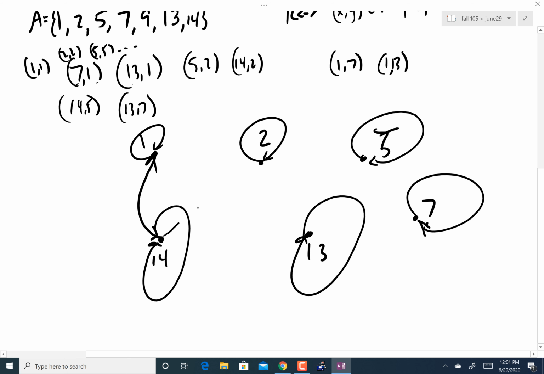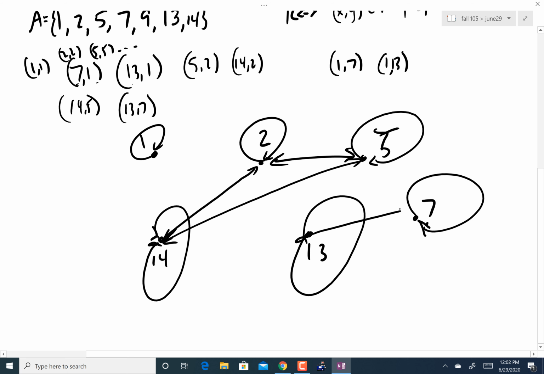It's bidirectional. Oops, 14 and 1 doesn't work, you clown. Sorry. 14 and 2 works. That does, sorry. 14 and 5 works. 5 and 2 works. Cool. Both ways, of course. 13 and 7 works both ways. And 13 and 1 works both ways. And 7 and 1 works both ways. Cool. So again, everything we have drawn up so far is symmetric and reflexive.